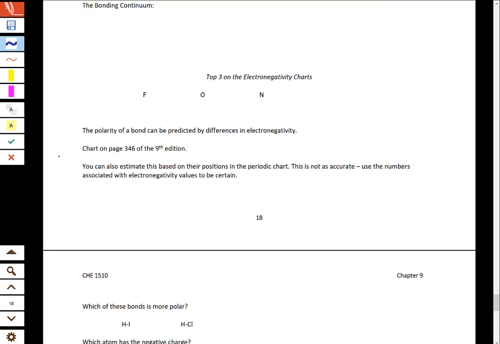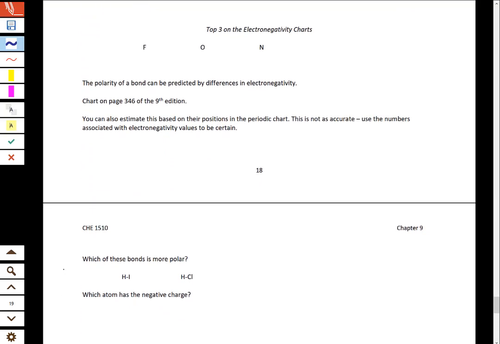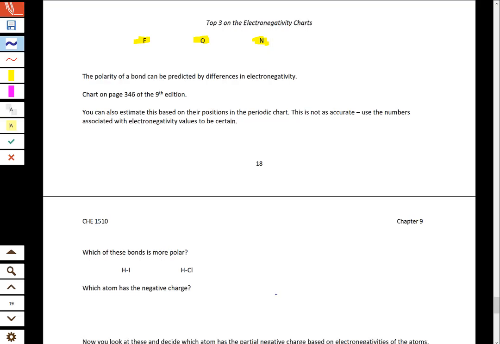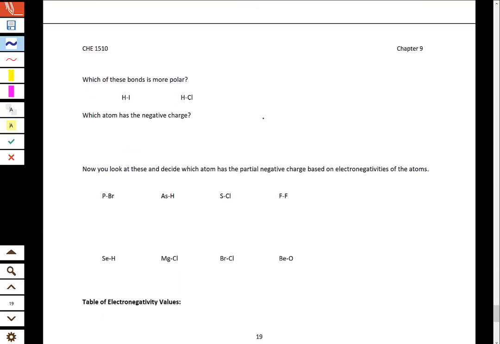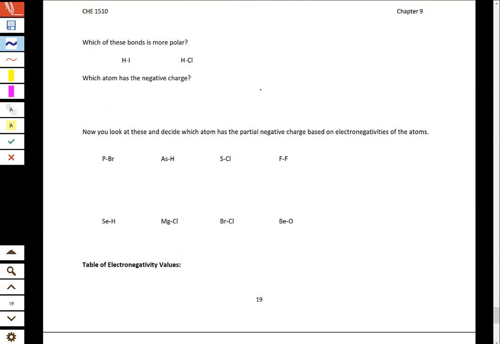This is where I want to get to: the three elements on the periodic table with the highest electronegativity are oxygen, nitrogen, and fluorine. When we start to look at how we're going to use electronegativities in the future, these atoms are going to be a big deal. So what we want to be able to do is apply the knowledge from the very beginning of the chapter, where we talked about how bonding was a continuum.